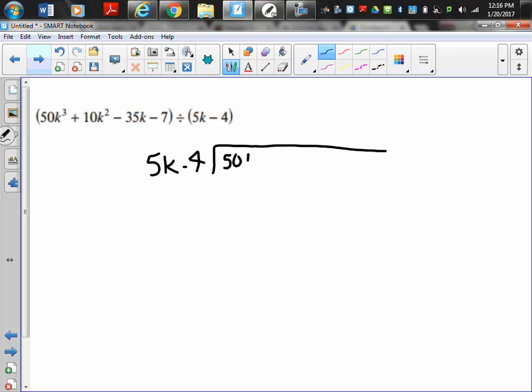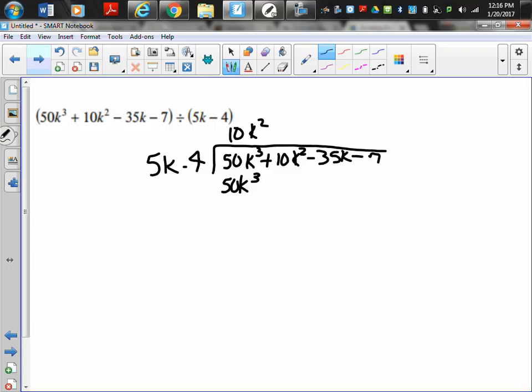Start off the same way. 5 goes into 50. How many times? 10. Alright, but we're not finished there. K times what is k cubed? K squared. So that's 50k cubed. So 10 times negative 4 is negative 40k squared.